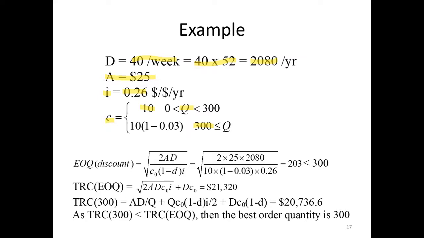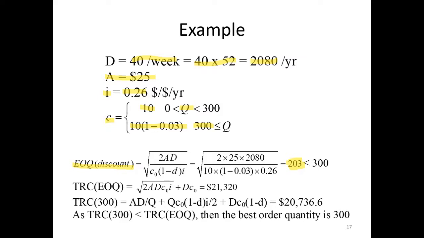So in this example, we are going to calculate the economic order quantity model when we take into consideration the discount. If I'm going to use the discount, this means the value of C is going to be 10 times 1 minus 0.03, that's getting 3% discount. When you apply the EOQ formula, you will see that the value that gives us the optimum order quantity is 203, which is less than 300.